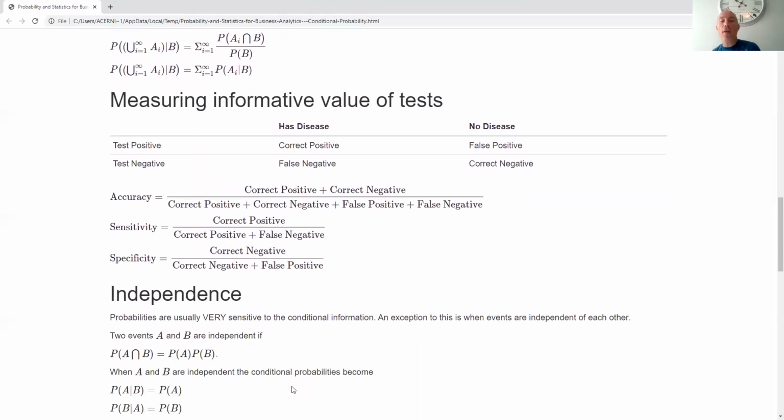All right, so now something that is important for us to think about is the informative value of a test.